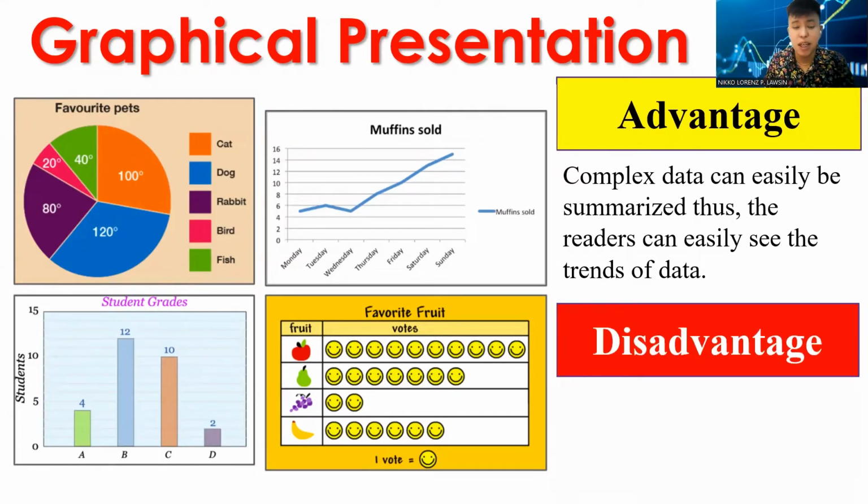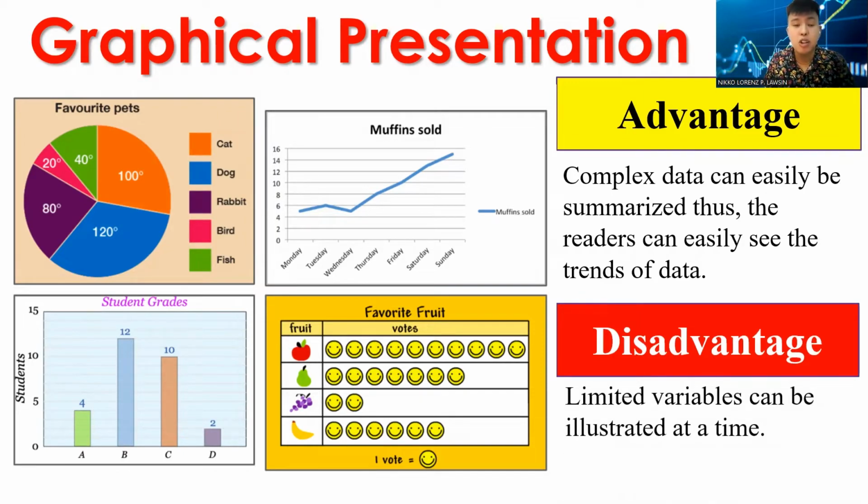In terms of the disadvantage, limited variables can be illustrated at a time. So if you have data that needs to be presented, make sure that your data are presented one at a time. There are no variables that are overlapping, or if the variable that you are studying is somehow numerous in terms of observation, you can limit its content so you can present it in a very good manner.